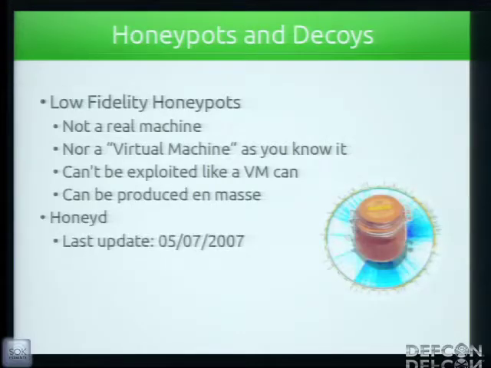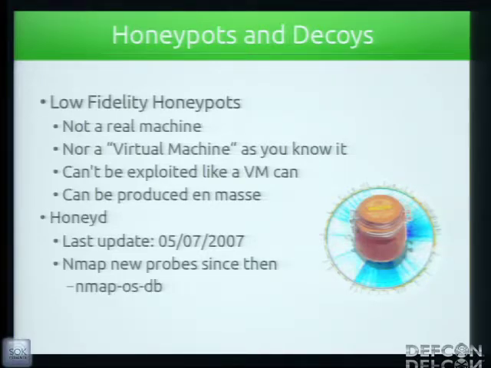So we use HoneyD. One of the problems with HoneyD, however, if you're familiar with it, is that it hasn't gotten an update since like 2007. That's rather a problem because since then, Nmap has put in new operating system probes, and so it completely fails at giving the right operating system. So one of the things we had to do was update that. If you go to our repository at github.com/datasoft/HoneyD, you'll find an updated version of HoneyD that actually responds properly to the new Nmap operating system probes. So it'll work with the new versions of Nmap.